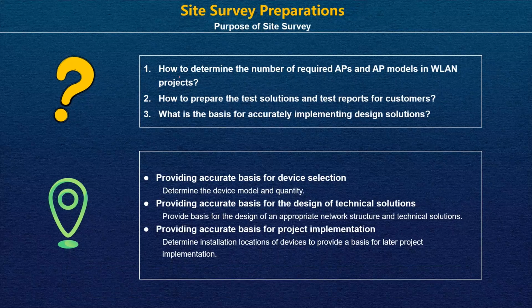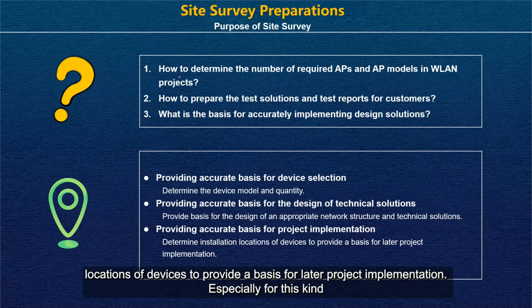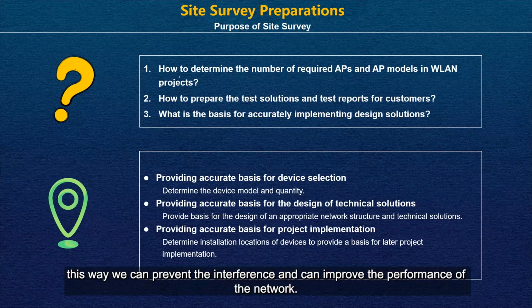And the next is providing accurate base for project implementation. Determine installation locations of devices to provide a base for later project implementation. Especially for this kind of wireless projects, it's very important to decide where to implement the APs, because in this way we can prevent the interference and can improve the performance of the network.